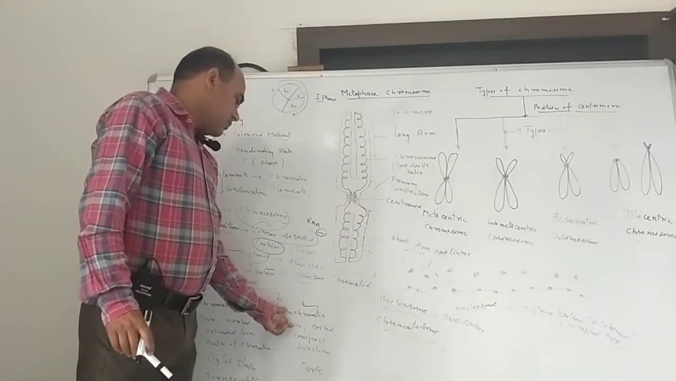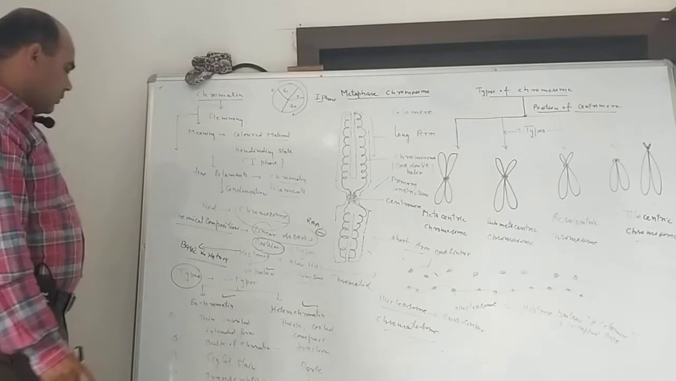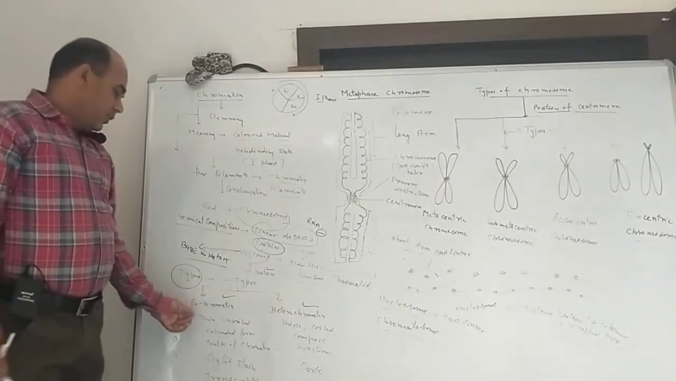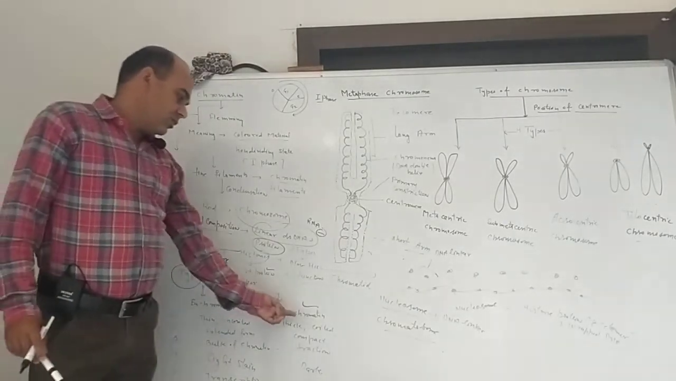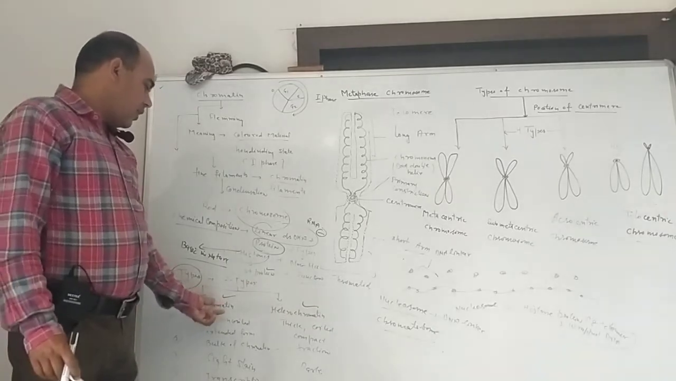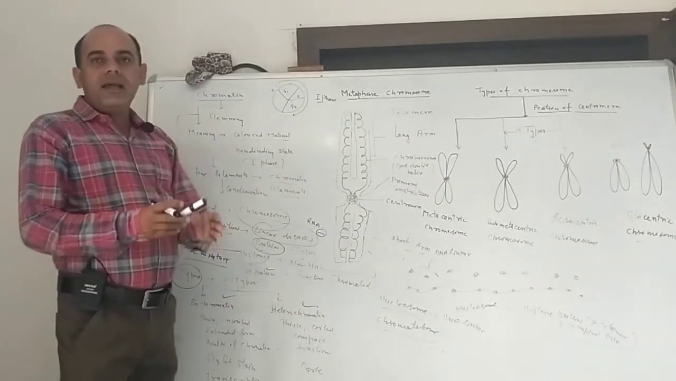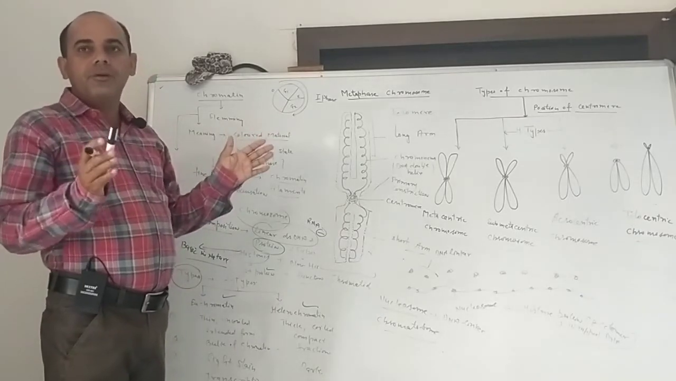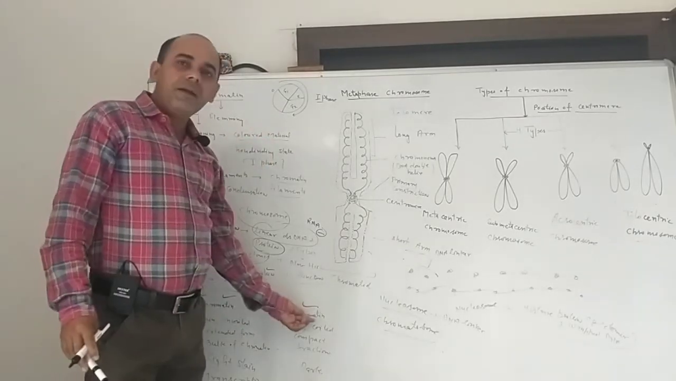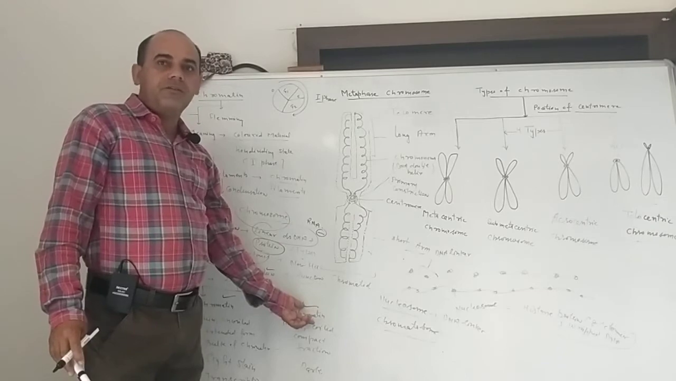Heterochromatin, which consists of different components. So let me study. Euchromatin is thin in nature, this is called uncoiled. Heterochromatin is thick, this is called coiled. That's why euchromatin is the extended form of chromatin fiber, and heterochromatin is the compact form of chromatin fibers.